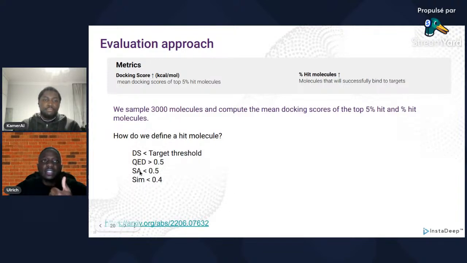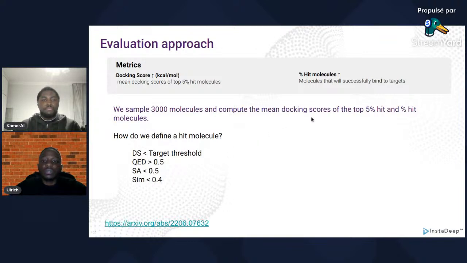Then the synthetic accessibility, you want it to be less than 0.5 on this scale, meaning that the molecule is easily synthesizable in the lab. And then the similarity is just how similar it is to your training data set. If it's too similar to your training data set, it means it's not that different from the existing molecules you have. The similarity is more or less a cosine similarity that you measure between two vectors, and you want it to be as low as possible. In this case, I think they use a threshold of 0.4. So you want it to be less similar, so that you get new molecules.